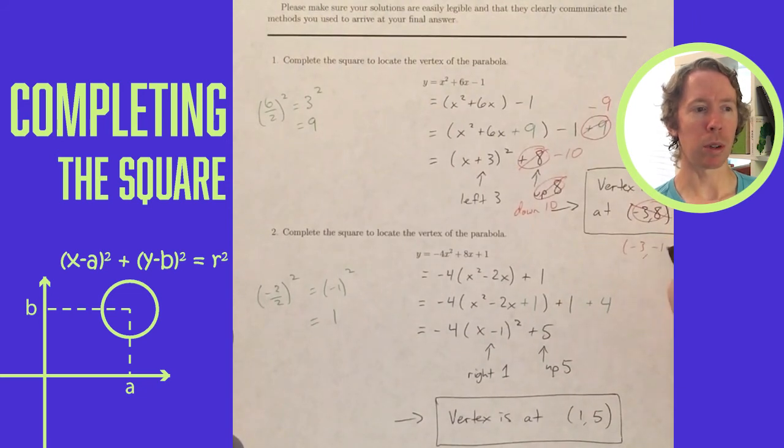So the x plus 3 squared tells me shift left 3, and the minus 10 on the outside tells me move down 10. So the vertex is (-3, -10).